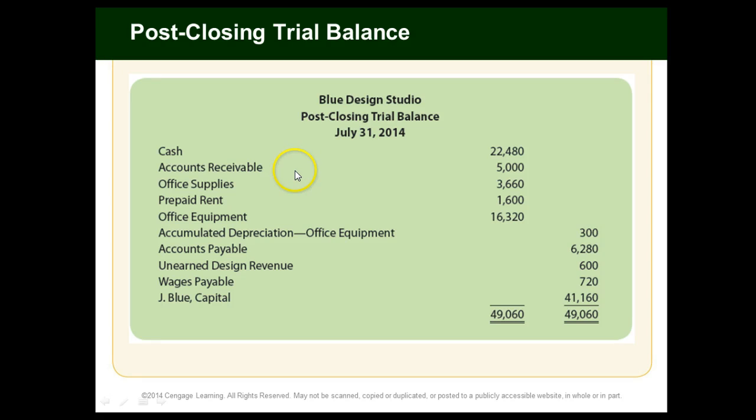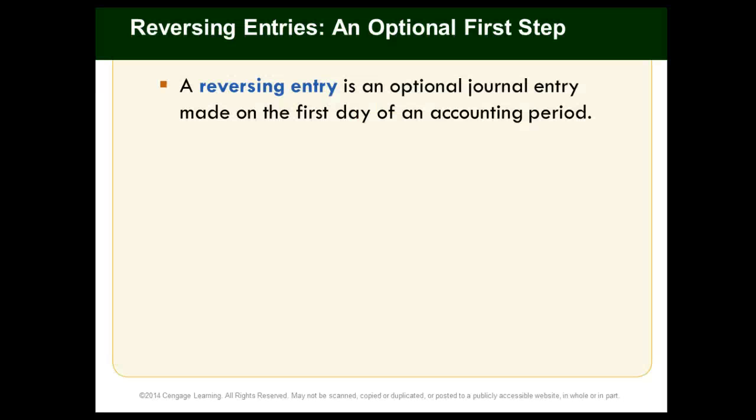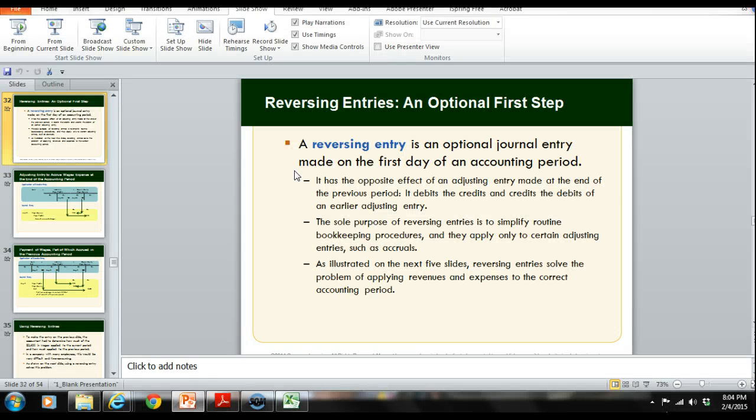So the post-closing trial balance will only show you the permanent accounts. And what are permanent accounts? Permanent accounts are those that are just in the balance sheet. That's it. So I'm going to stop right there. We're going to do problems, so everything that we've learned can make some sense.